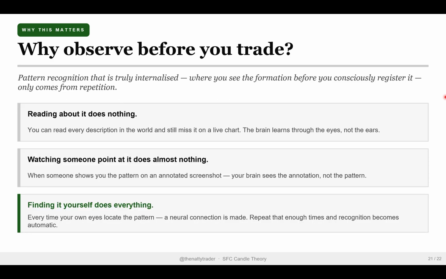Now, why I want you to observe before you trade: pattern recognition has to be internalized in you, okay? When I'm teaching you new concepts in the future, you have to be like, okay, I can recognize this pattern instantly. When you are in the charts yourself, you have to be like, I know what pattern he is talking about, or I know what pattern is forming. Reading about it is not going to do anything. Watching me point at it is not going to do anything. You have to start finding it yourself. You have to start doing it for yourself. And that's how you're going to get really good at trading.